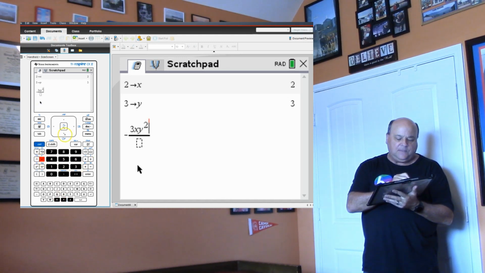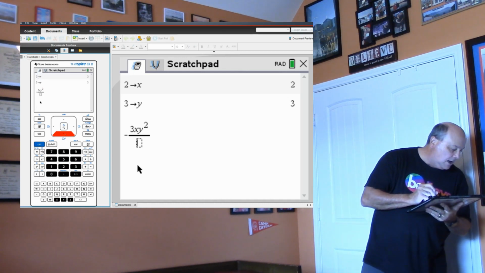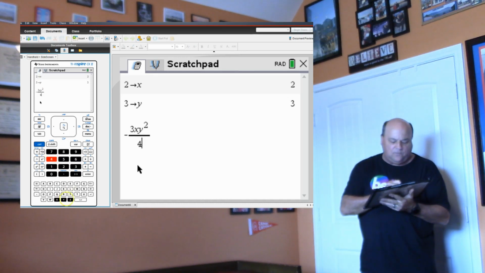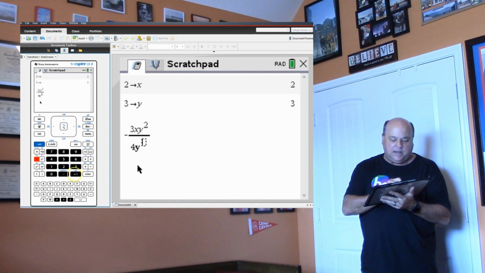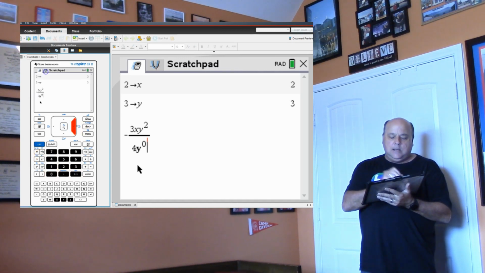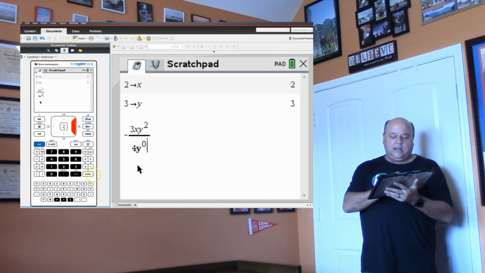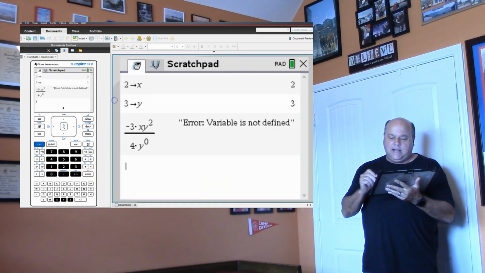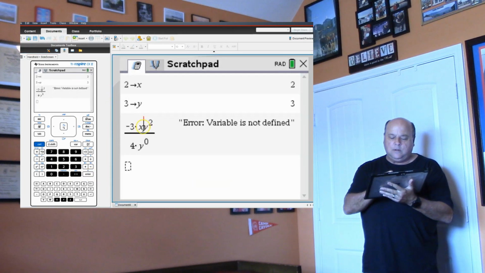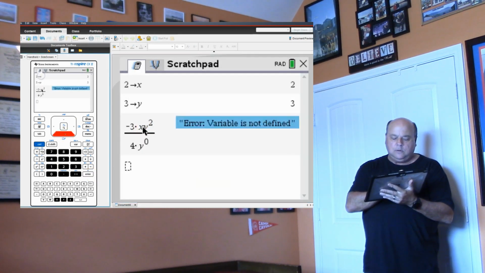Hit the down button, and then on the bottom, I have 4y to the 0. 4y, hit the up arrow button, and then my 0. Now that I got the problem typed in, hit enter. Oh, I got to put a time right here. Let me, hold on.